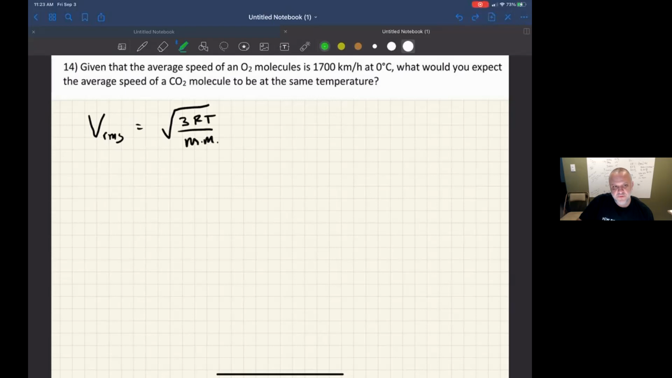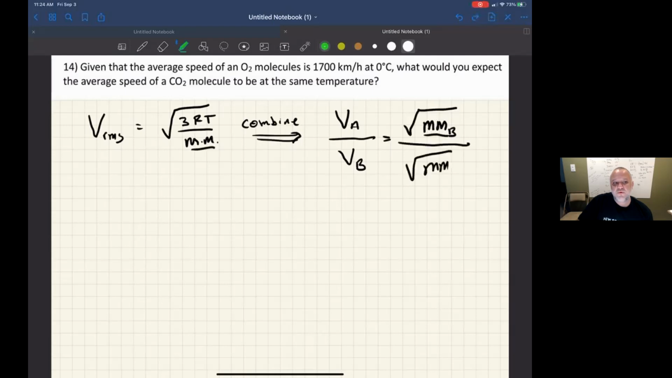which is the square root of 3RT over molar mass, and we can combine that, so we can get that formula for the velocity of the oxygen and that same formula for the velocity of the CO2 molecule, combine them into a ratio, and what we get is that the velocity of A divided by the velocity of B equals the square root of the molar mass of B divided by the square root of the molar mass of A. And this works because it's at constant temperature.